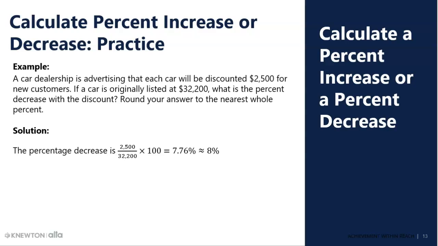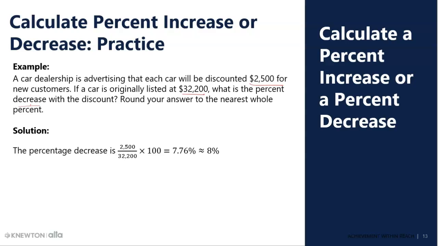Another example, car dealership is advertising each car will be discounted $2,500 for new customers. If the car was originally listed at $32,200, what is the percent decrease? So decrease tells you that the new price is going to be less. That's all that word decrease means. Round your answer to the nearest whole percent.